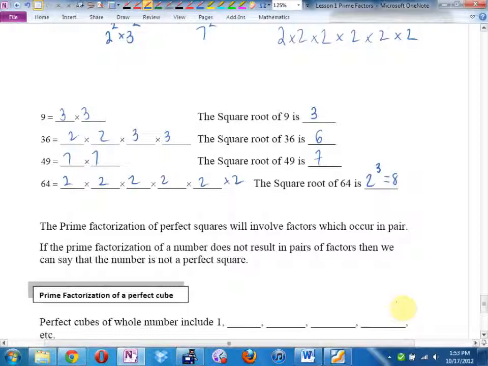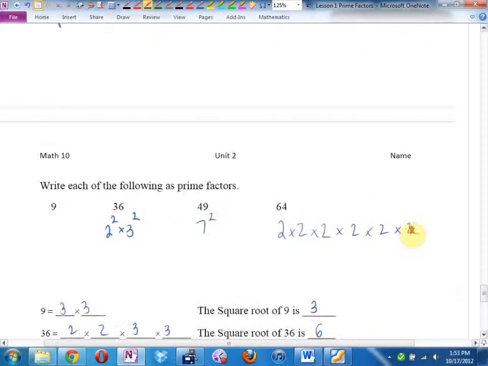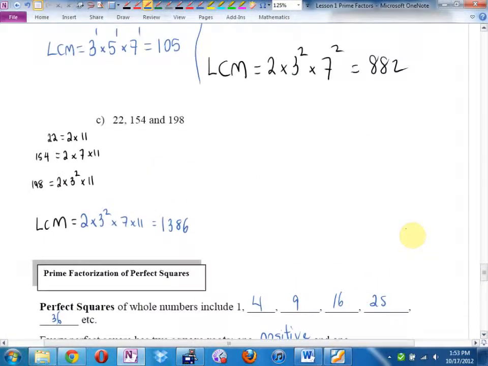The prime factorization of perfect squares will involve factors which occur in pairs. If the prime factorization of a number does not result in pairs of factors, then we can say that the number is not a perfect square. So if I go back, you'll notice the prime factorization of 198, we didn't end up with a pair of 3s, but did we end up with a pair of 2s or a pair of 11s? Then it's not a perfect square.